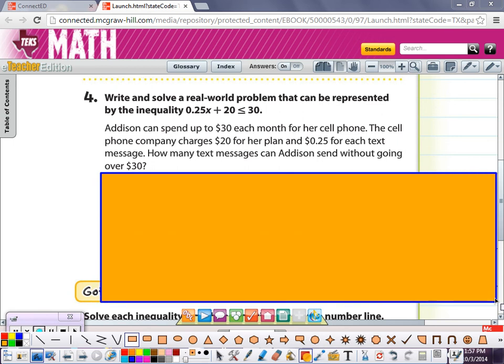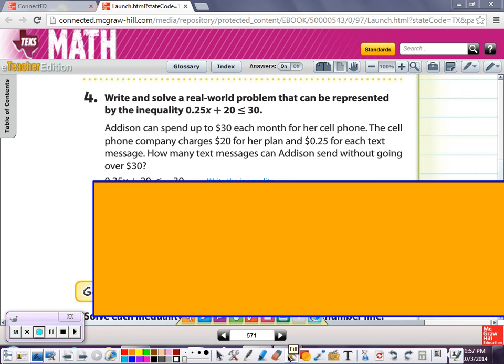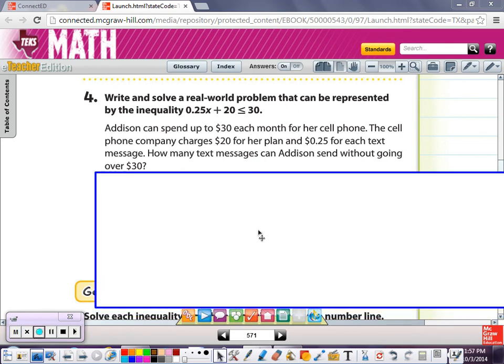And I recommend you guys do this before you read word problems to cover up any distractions. That way you won't be tainted by what's there and you can just read. So our instructions for number 4 say, write and solve a real-world problem that can be represented by the inequality 0.25x plus 20 is less than or equal to 30.